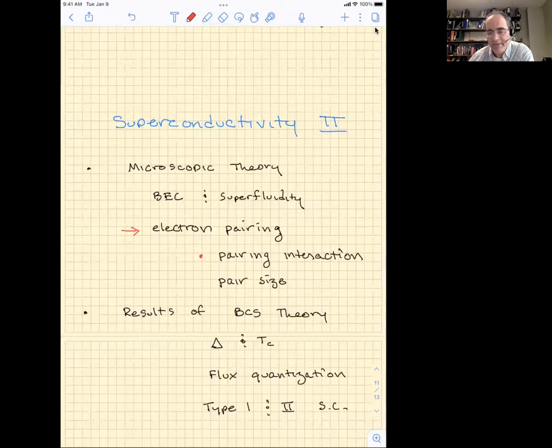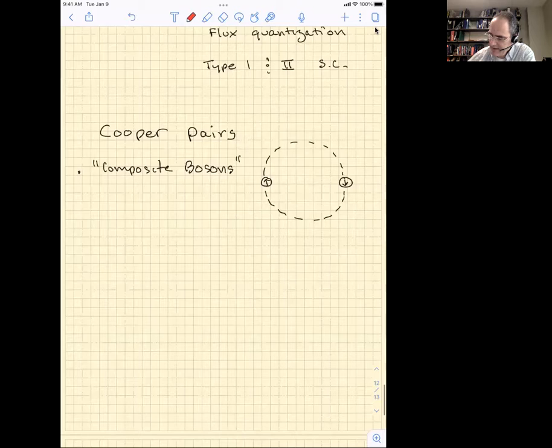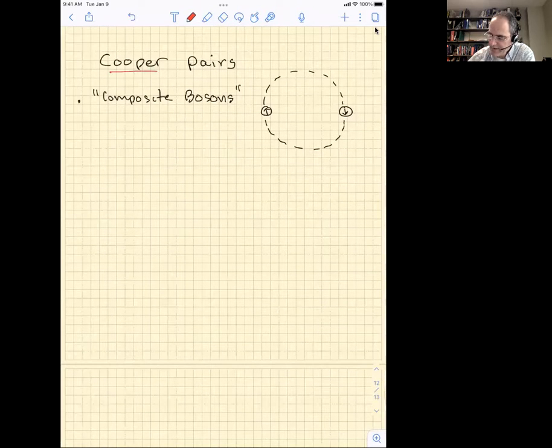Now I'd like to talk about some properties of these pairs, in particular their size. So these electron pairs are called Cooper pairs, after Leon Cooper, who constructed a theory that showed that one could get electron pairing under some circumstances. And of course, they're composite bosons. In fact, in most superconductors, the electrons pair with their spins anti-aligned, so that the total object, the Cooper pair, has a spin of 0. Of course, 0 is an integer, so that means this object is a boson, a composite boson. Okay?